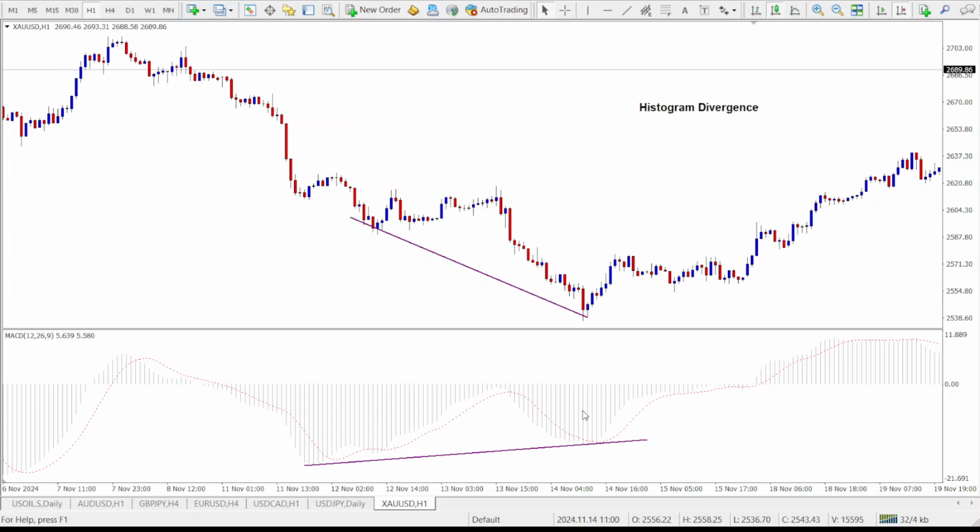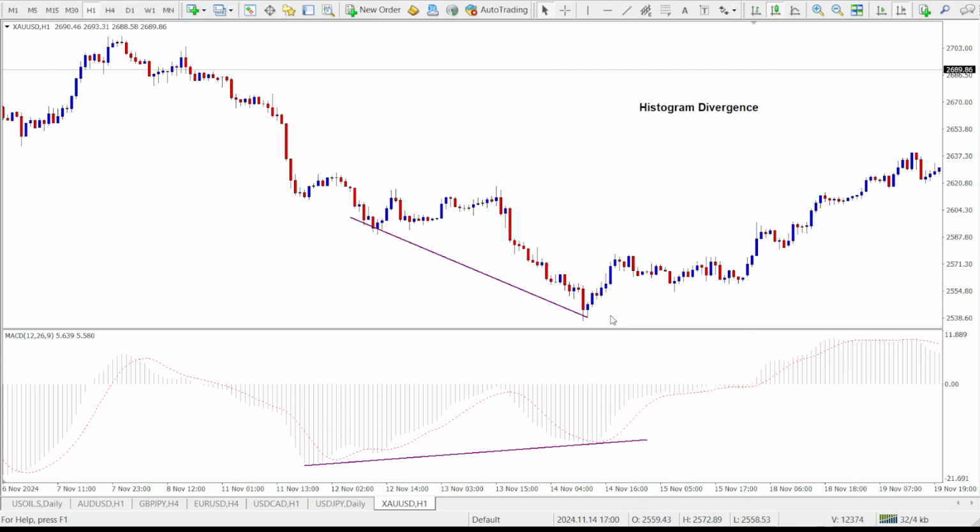Now, when the histogram diverges from price action, we're talking about what you see here, the kind of movement that the candlesticks display. When the histogram diverges from the price action, it's a signal that something unusual is happening beneath the surface. There are two main types of divergence: bullish divergence and bearish divergence. Let us start with bullish divergence.